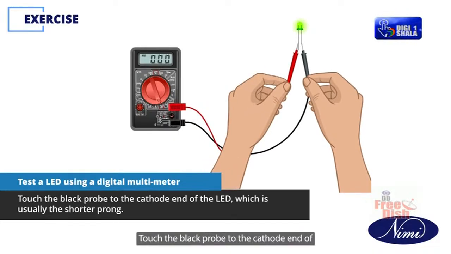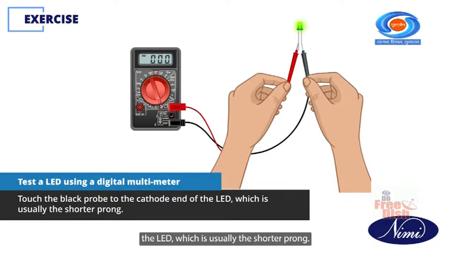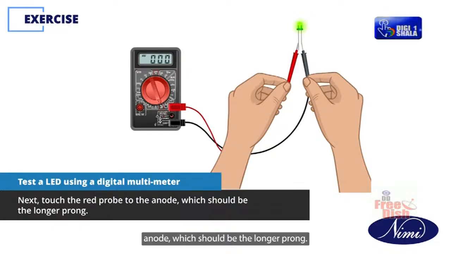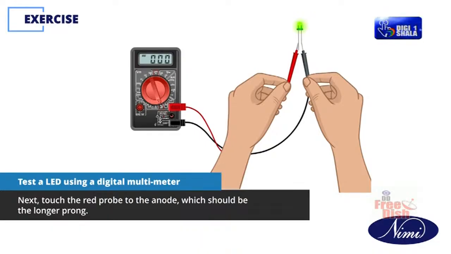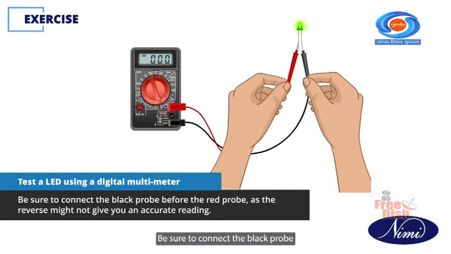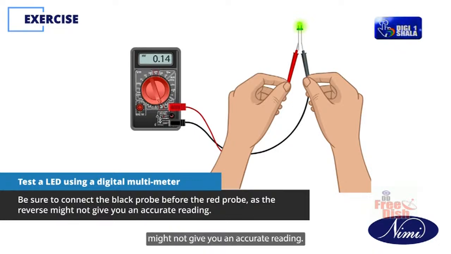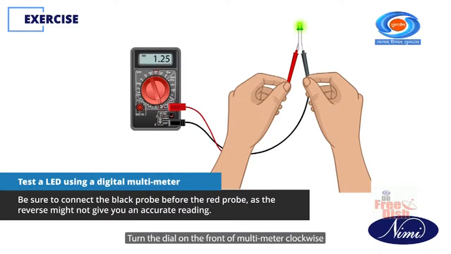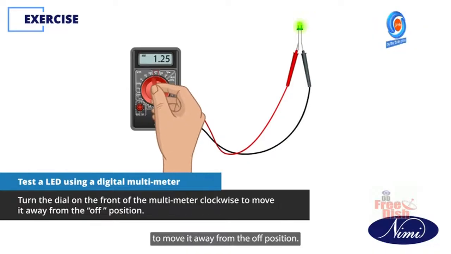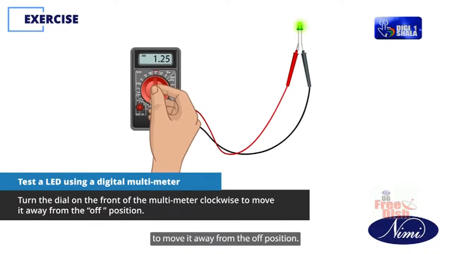Touch the black probe to the cathode end of the LED, which is usually the shorter prong. Next, touch the red probe to the anode, which should be the longer prong. Be sure to connect the black probe before the red probe, as the reverse might not give you an accurate reading. Turn the dial on the front of multimeter clockwise to move it away from the off position.